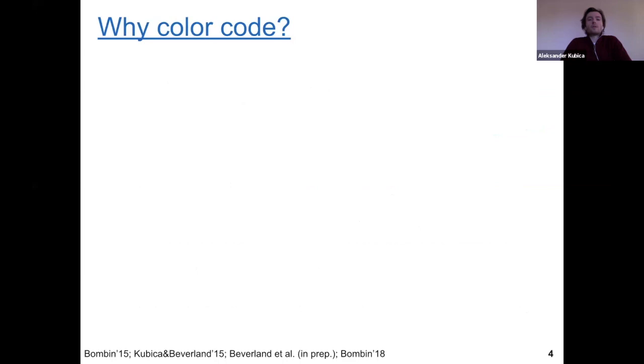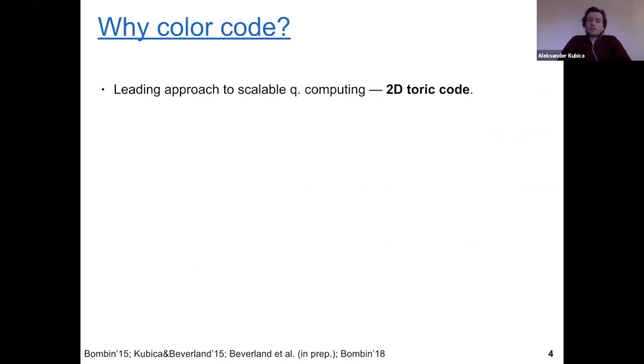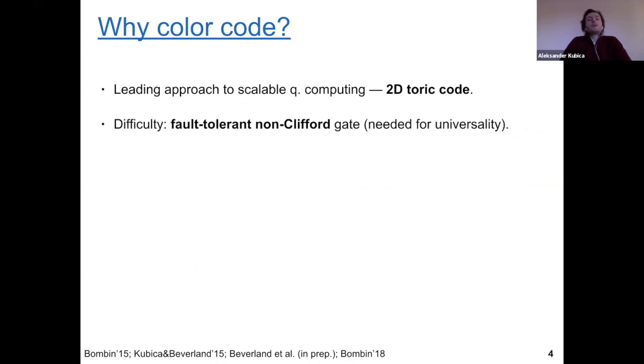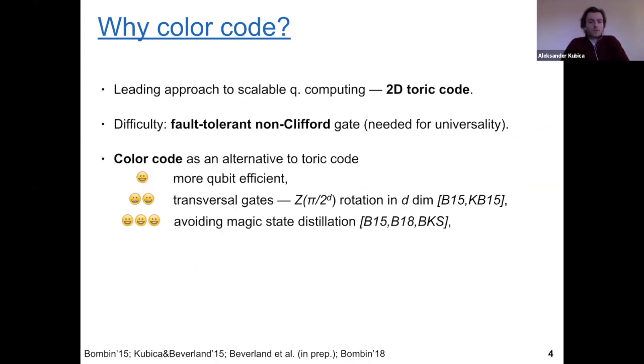The last thing I would like to motivate is why I care about the color code. We've all heard at some point that one of the leading approaches to scalable quantum computing is the 2D toric code. However, there are some difficulties there. Namely, it is quite resource intensive to implement a fault-tolerant non-Clifford gate in the toric code. And such a gate is necessary if we want to implement universal computation. So here's where the color code comes into play.